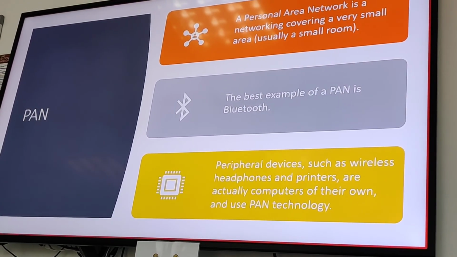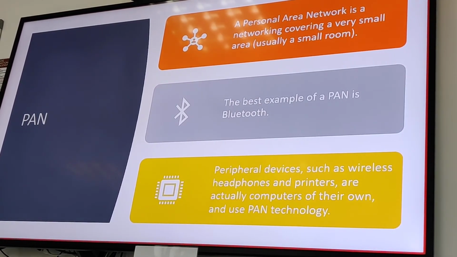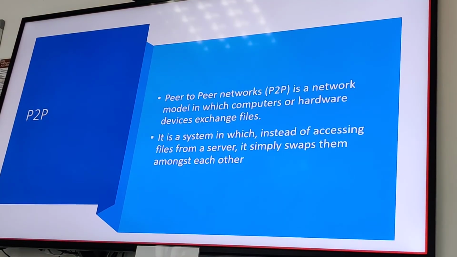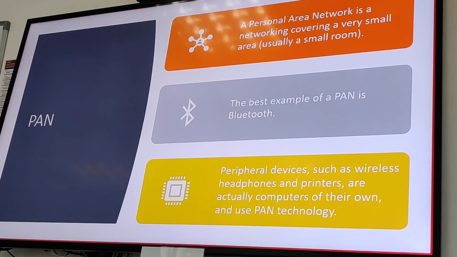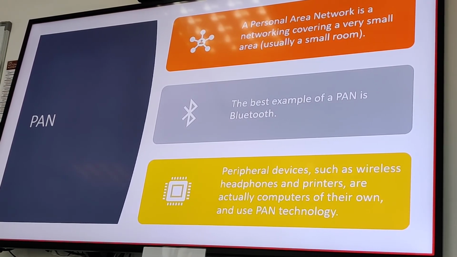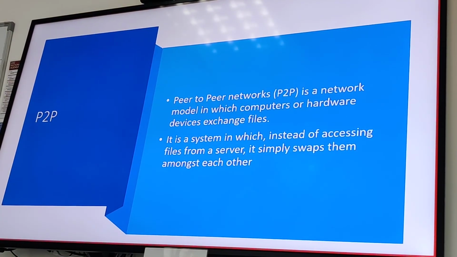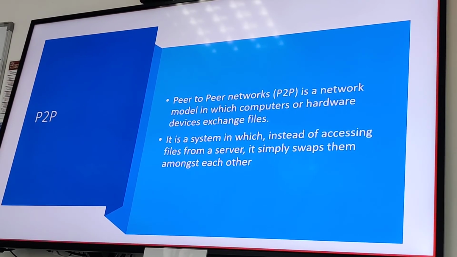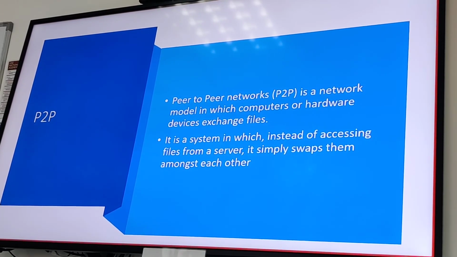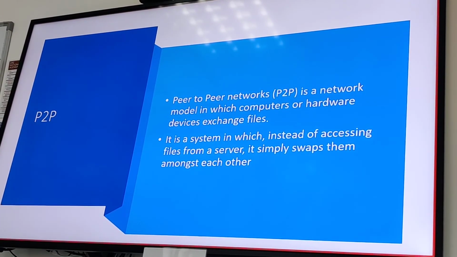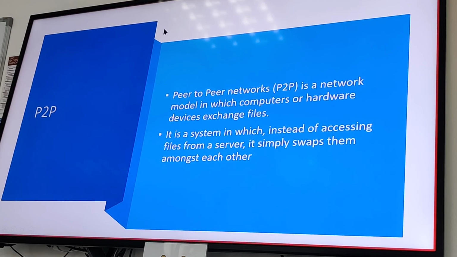Next one is a personal area network, which is a network covering a very, very small area. So for example, this room. And the best example of a personal area network is Bluetooth. If you think of, for example, a printer or your Bluetooth headphones or something, they are interconnected through the use of LAN technology. And the last one is peer-to-peer network, which is a network model in which computers or hardware devices exchange files. Instead of accessing the files from a server, they simply interchange the files between or amongst each other.